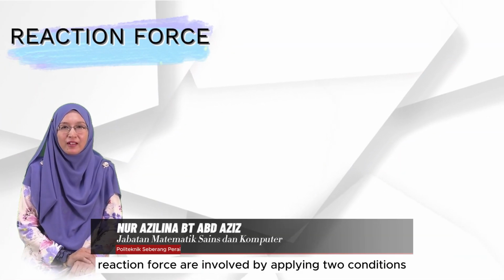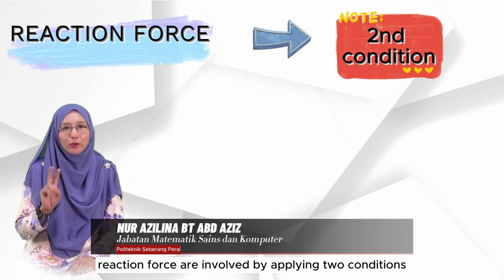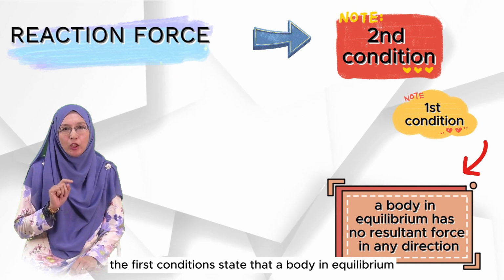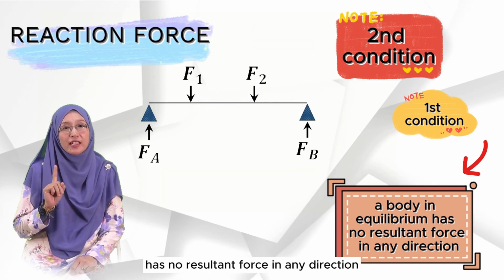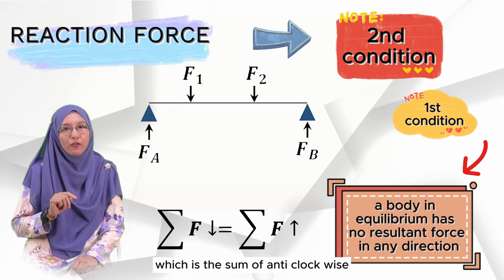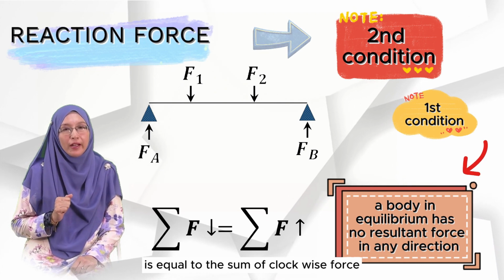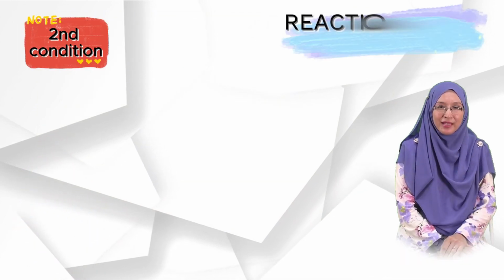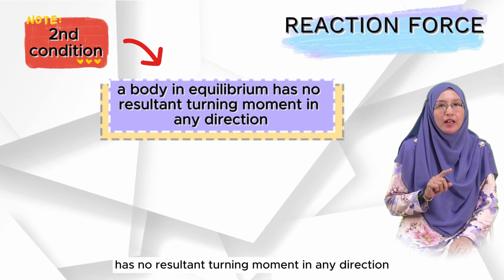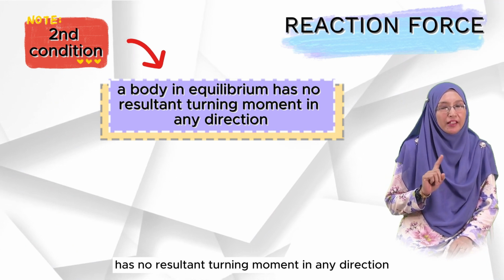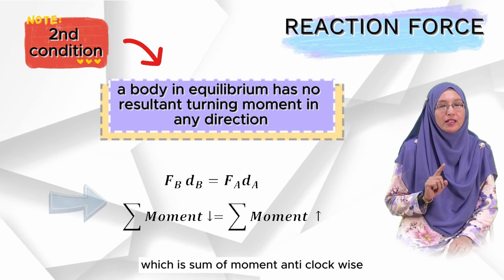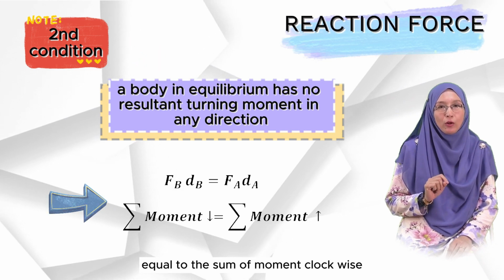Reaction forces are involved by applying two conditions. The first condition states that a body in equilibrium has no resultant force in any direction, which is the sum of anti-clockwise force is equal to the sum of clockwise force. The second condition states a body in equilibrium has no resultant turning moment in any direction, which is the sum of moment anti-clockwise equal to the sum of moment clockwise.